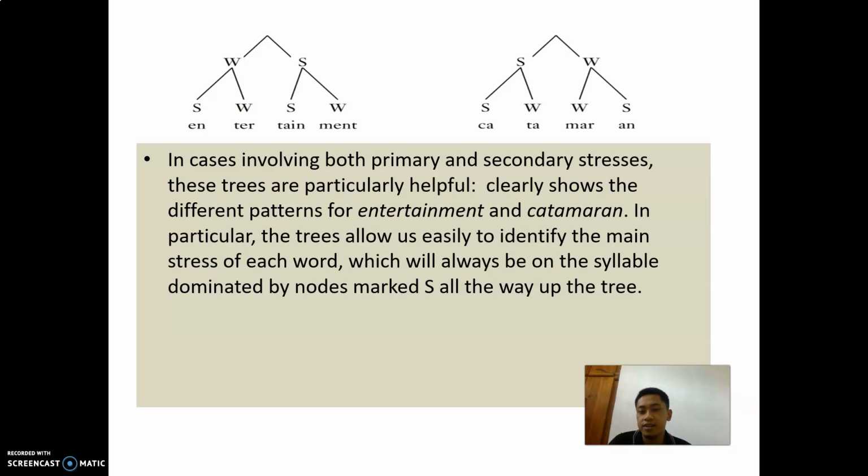In particular, the trees allow us to easily identify the main stress of each word, which will always be on the syllable dominated by nodes marked S all the way up the tree. I think that's all about stressed words.